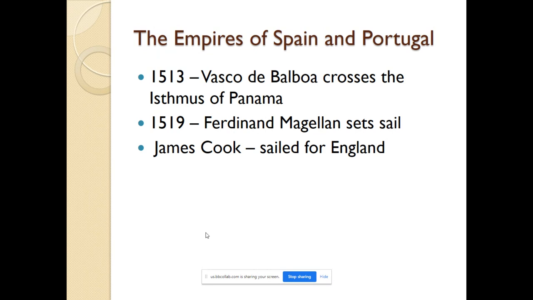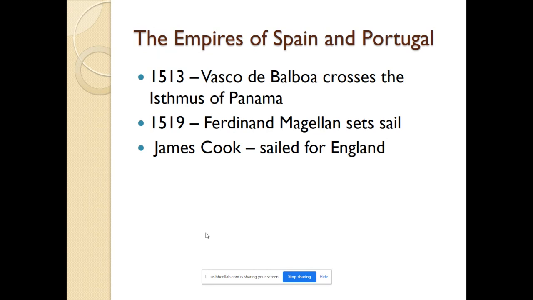In 1513, Balboa becomes the first person to see the Pacific Ocean. He crosses the Isthmus of Panama. An isthmus is a little tiny narrow strip of land. It's the narrowest point between North America and South America. It's where the land gets really skinny. He crosses that and he sees the Pacific Ocean for the first time.